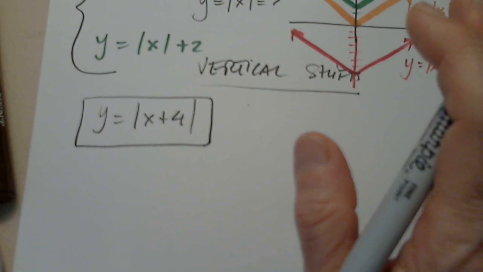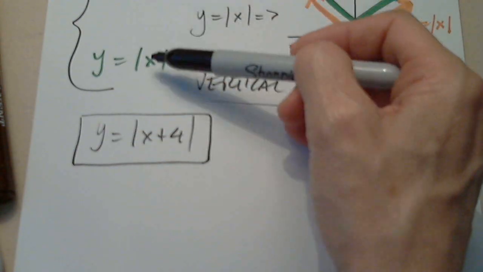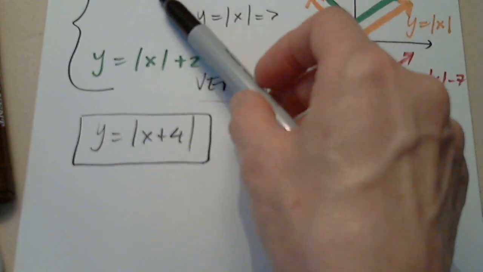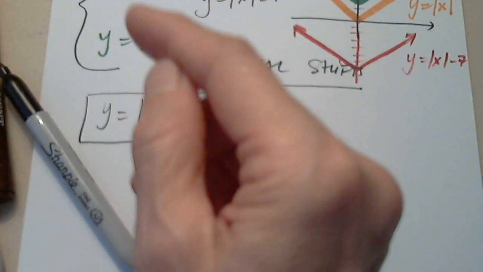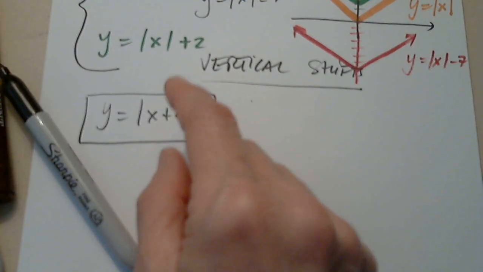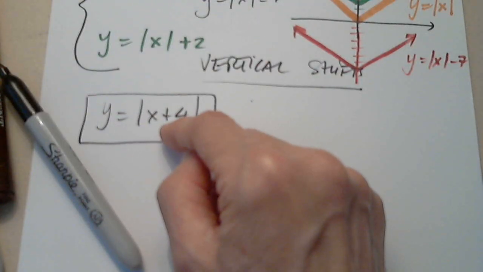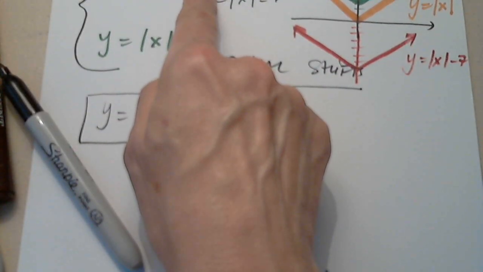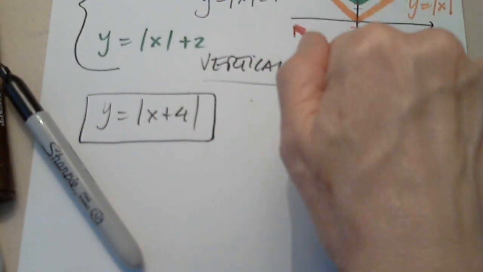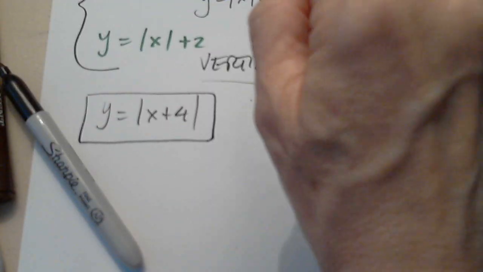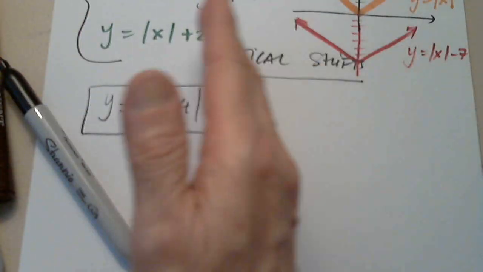So let's understand why. Notice that the absolute value of x is the same. It does not change. What changes is the outside of the absolute value of x. But this is a different story. What changes from the base function is inside the absolute value, not outside of the absolute value. When the change is outside of the absolute value, there is a change in y. When the change is inside the absolute value, there is a change in x.